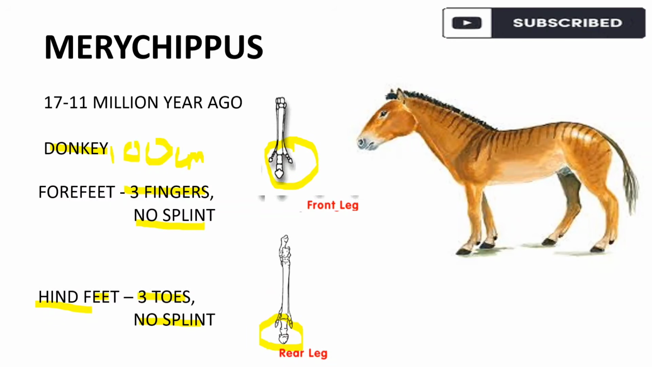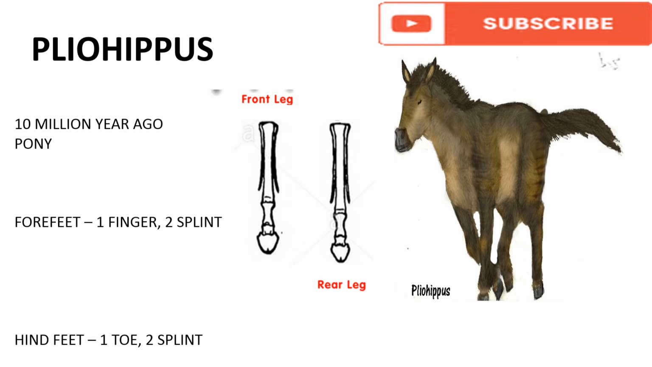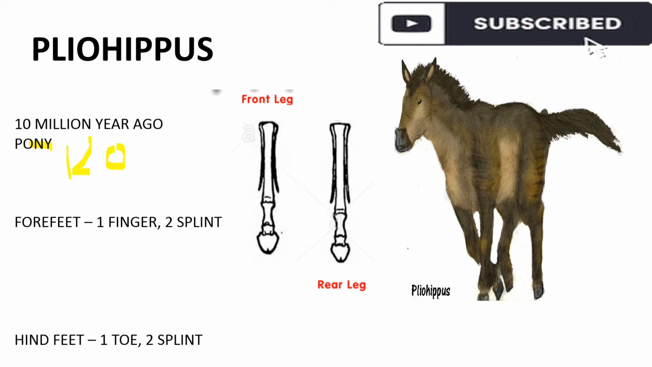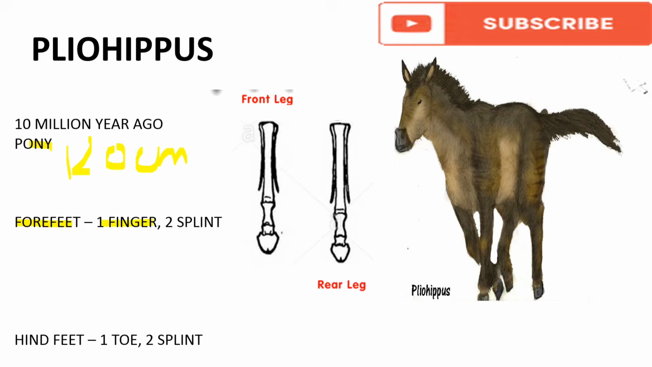You can see in this picture that the middle finger is growing very large, spreading and broadening. So you can see in both picture as well as here also. Next horse is Pleiohippus. It originated 10 million years ago and its height was like that of a pony. It was around 120 centimeter in height. Its forefeet has one finger and its hind feet has one toe.